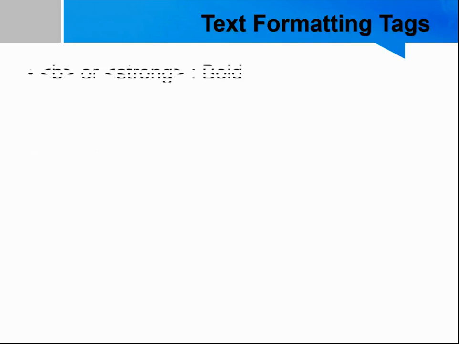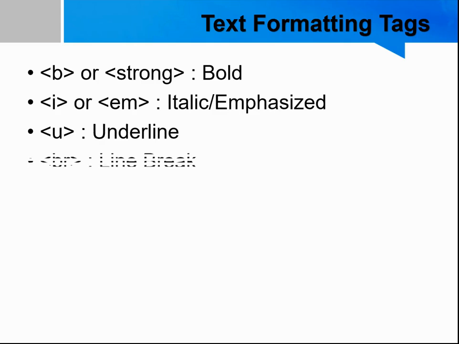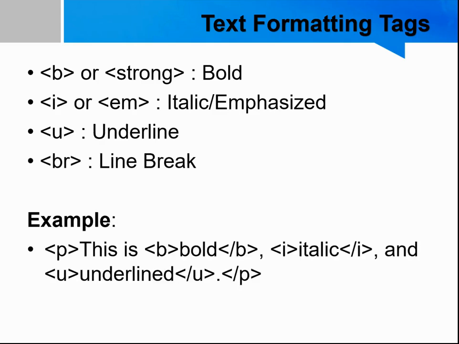All right, let's add some style. HTML gives us formatting tags to highlight important words or phrases. B or strong makes text bold. I or EM makes it italicized or emphasized. U underlines text. BR adds a line break without starting a new paragraph. Here's an example: this is bold, italic, and underlined. These simple tags can make your content more expressive and easy to read.